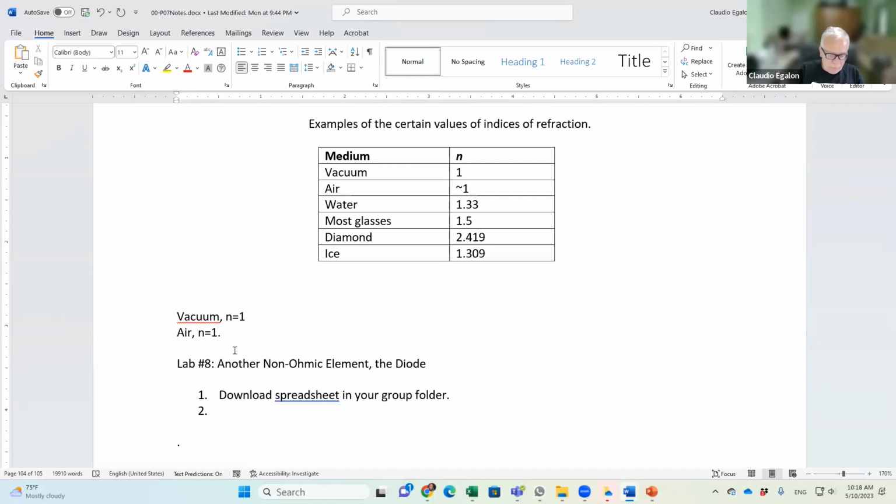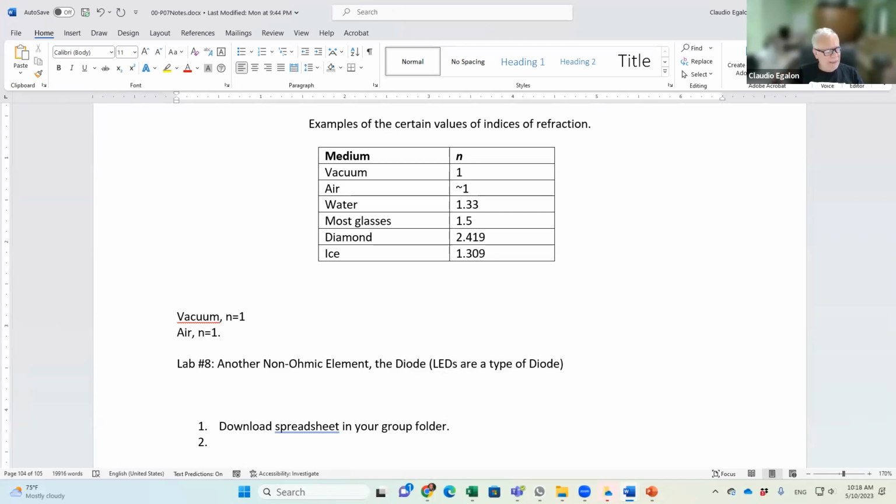You might not know what a diode is, but you must have seen one and must have even handled one. LEDs are a type of diode. LED stands for light emitting diode. It is a semiconductor device that lets current pass in a single direction. That's what a diode is. So it's a valve that lets electricity flow in only one direction. Okay, so we have ohmic elements, just like a regular resistor.